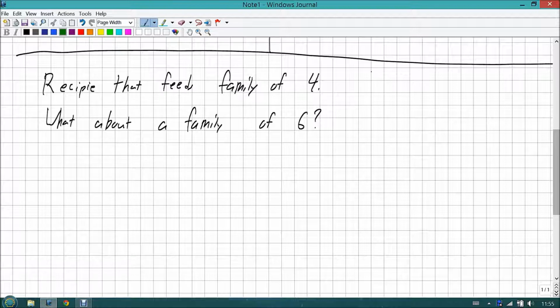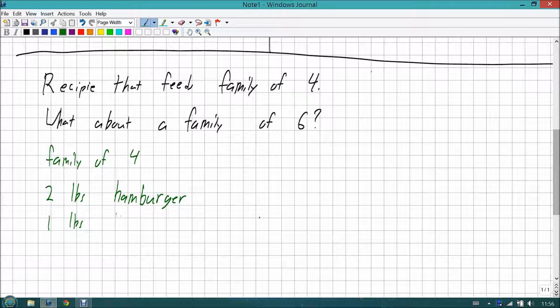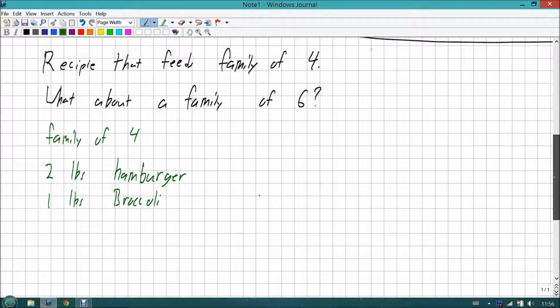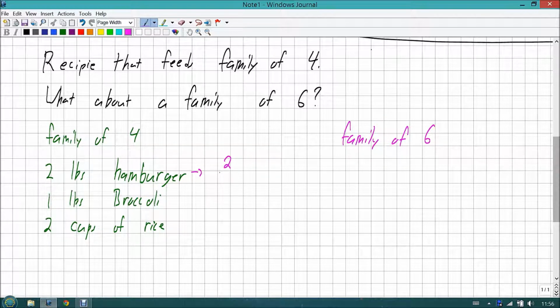So what we would do is start with the ratios of all the things that we need for the family of 4. Let's say that the recipe for the family of 4 requires 2 pounds of hamburger. If you're vegan, feel free to use the vegan hamburger. 1 pound of broccoli, because it is one of the most awesome foods on the planet, and 2 cups of rice. Now we want to convert that for our family of 6. So we turn each one of these into a ratio: 2 pounds of hamburger per 4 family members, 1 pound of broccoli per 4 family members, and 2 cups of rice per 4 family members.